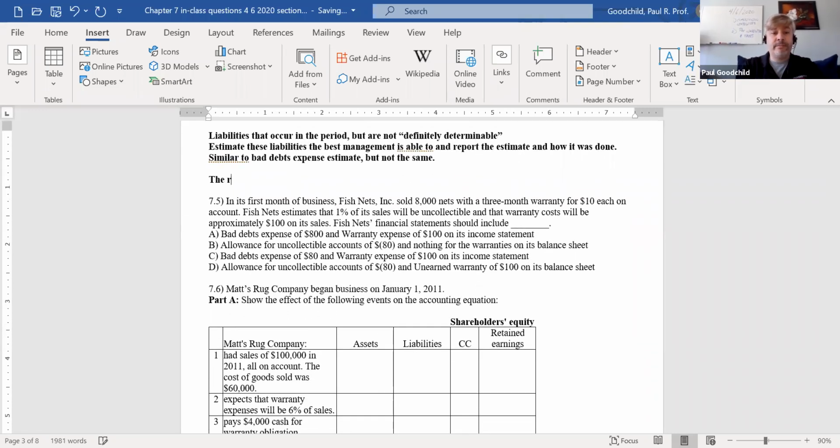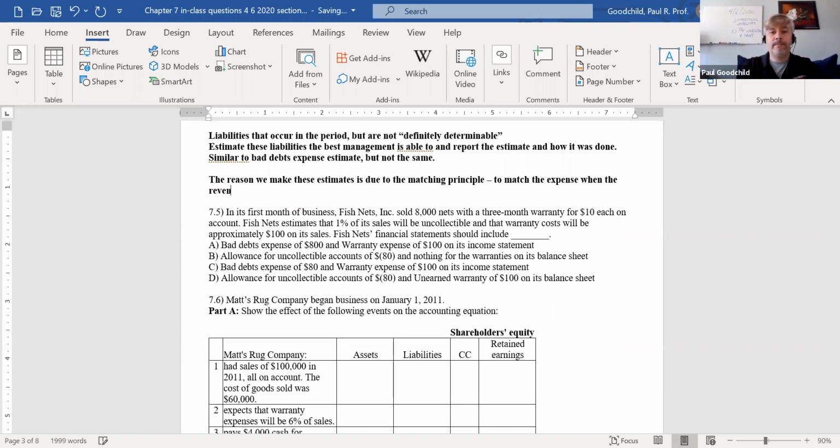And the reason we make these estimates is due to the matching principle, to match the expenses when the revenue is generated.